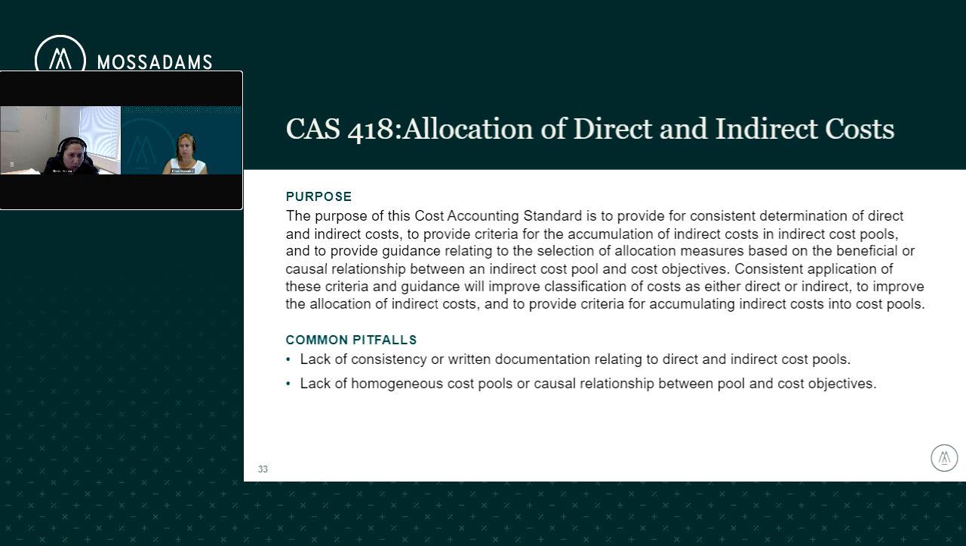And then CAS 418, the allocation of the direct and the indirect cost. I will say this is probably one of the ones that we get a significant amount of questions about, related to what is considered a direct cost versus an indirect cost. Even if it's directly allowable in our contract, how do we make sure that we're accounting for this appropriately?